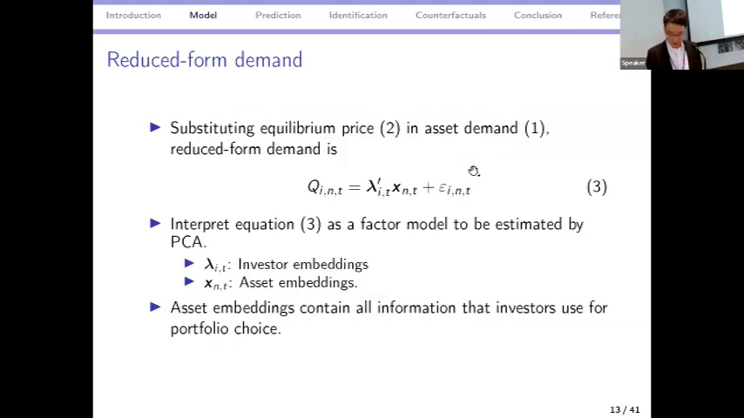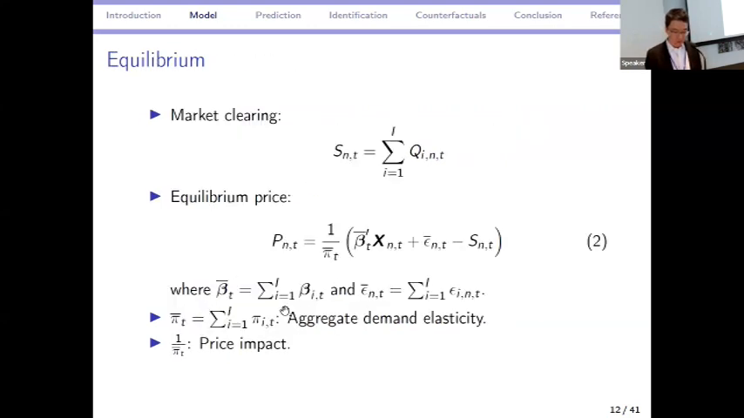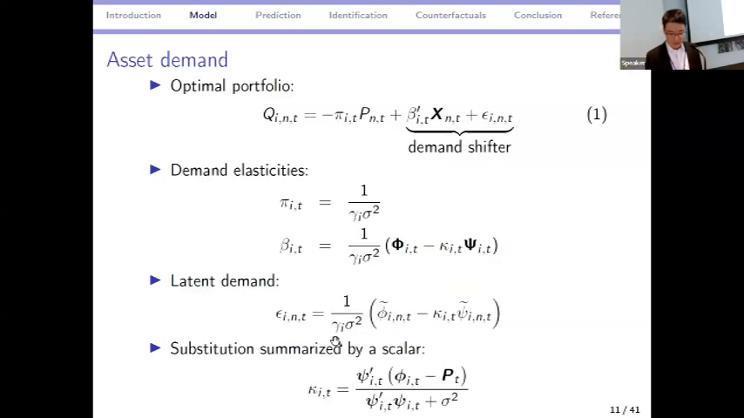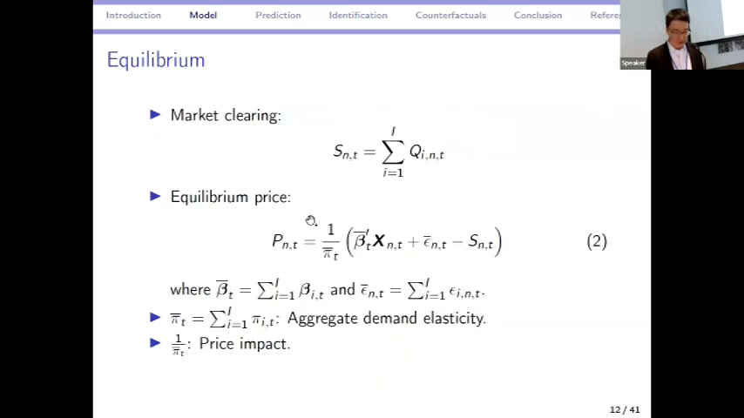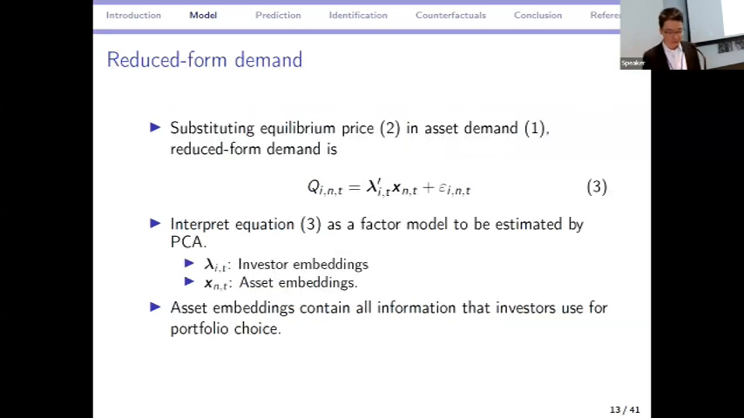In terms of terminology, I want to be clear about there's an aggregate demand elasticity here, pi bar. So this is the average elasticity across investors. And then 1 over pi is what we call price impact, or sometimes the multiplier. It's the inverse of the demand elasticity. Okay, so now we've established the common language. There's demand shifters, right? There's the elasticity for individual investors, pi i. There's the aggregate elasticity, which is the sum of those, and the price impact is the inverse. Okay? And I'll be using that terminology in my talk.